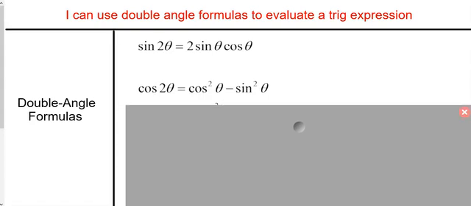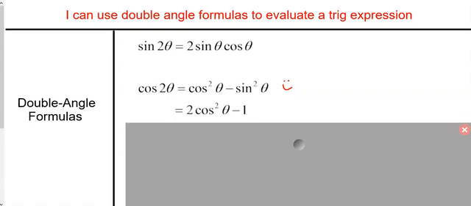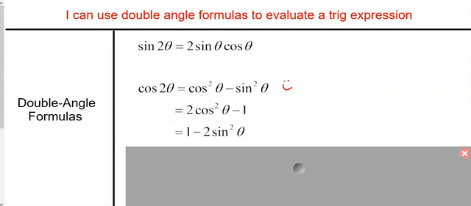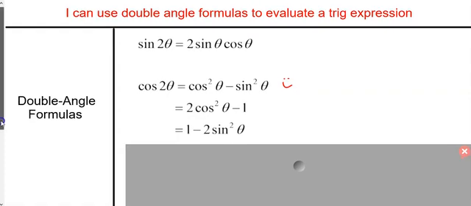Cosine of 2 theta is equal to cosine squared theta minus sine squared theta, and that's the one that I am going to use in these examples. However, there are different ways to write that because of our different trig identities. You could write it as 2 cosine squared theta minus 1, or you could write it as 1 minus 2 sine squared theta. I would write all of these down in your notes, but I will be using the first version in each of these examples. It'll work for each of our examples, so that's what I'm going to go with.